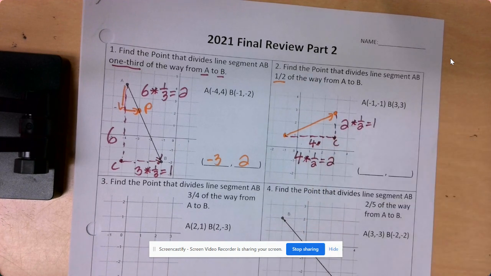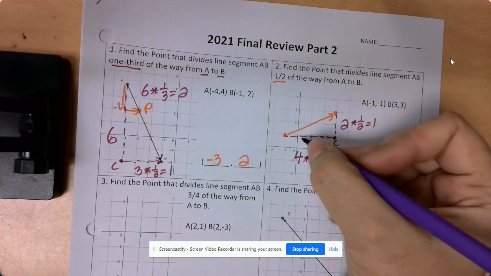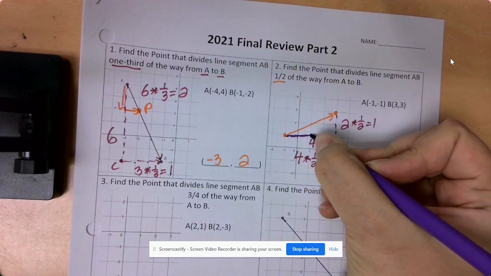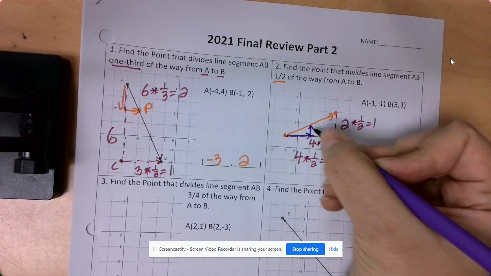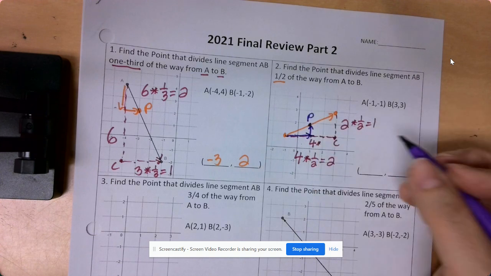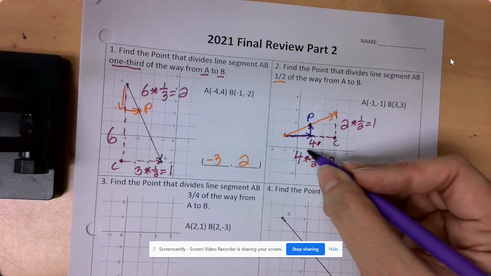So we are going to go over 2, up 1, and that will be our new point. So our point is going to be at 1, 2.